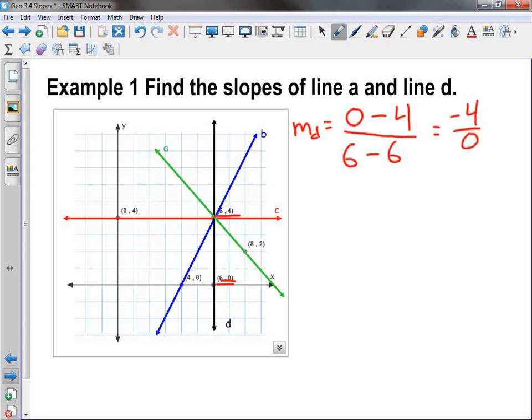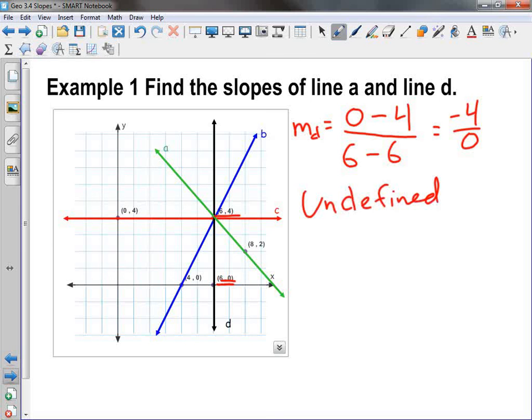Negative 4 over 0 is what? Negative 4 over 0. Undefined. There we go. We better be saying undefined. I just talked about it just now. Right, Cassie? Yeah. So what is this? Undefined. Why? Because 0 on the bottom makes it undefined. Okay, good.